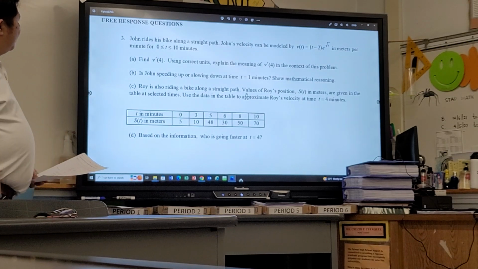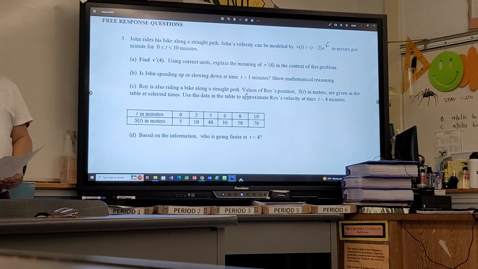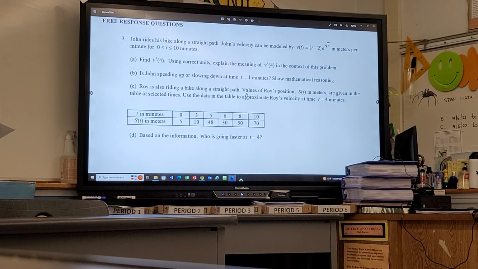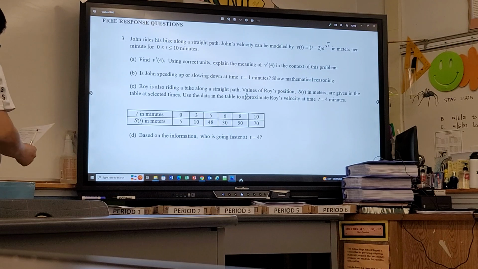Victor, can you read the problem for me please? John rides his bike along a straight path. John's velocity can be modeled by V(t) = (t - 2)e^(√t) in meters per minute for 0 < t < 10 minutes.